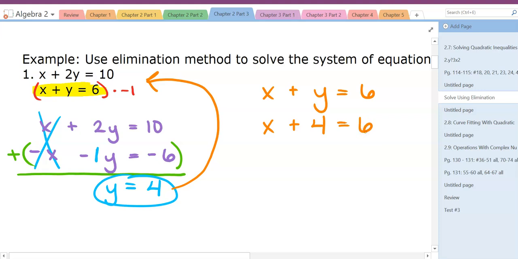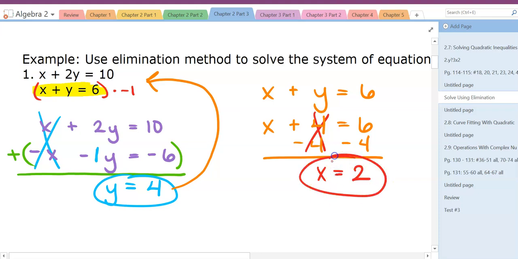And now I solve for x. So I subtract 4. And so 6 minus 4 is 2. So x is 2, y is 4. Usually we like to write these as an ordered pair. X always comes first, so 2, comma, 4. So this would be the solution for that system of equations.